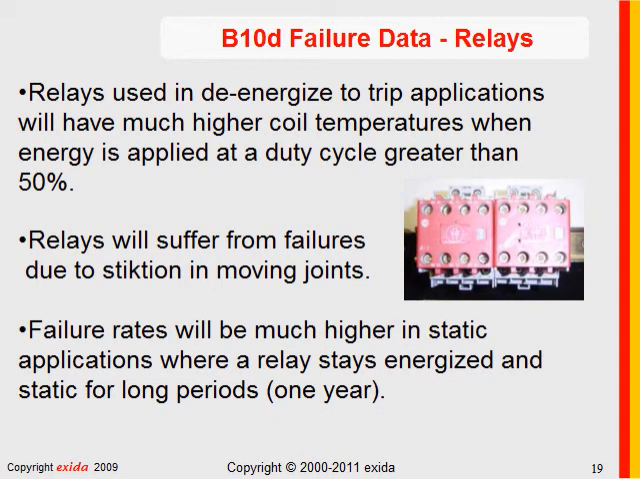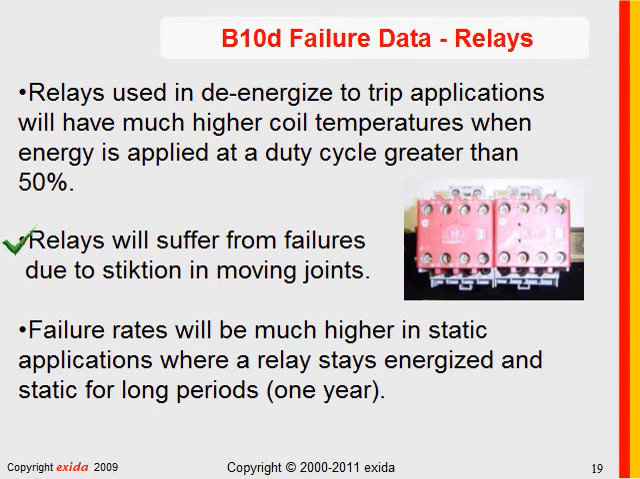Well, relays used in de-energized to trip applications will have much higher coil temperatures when energy is applied, basically 99 or 100% of the time, as compared to 50% of the time. Think about it. One of the major failure modes of a relay in a de-energized to trip application is coil burnout. You'll never see a coil burnout at a 50% duty cycle. The internal coil temperature is nonlinear related to power. Very different failure rates in static applications.